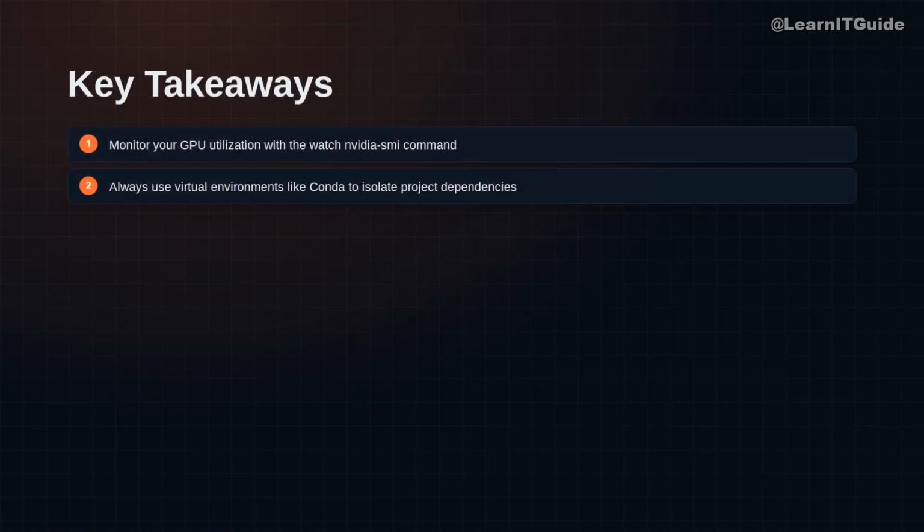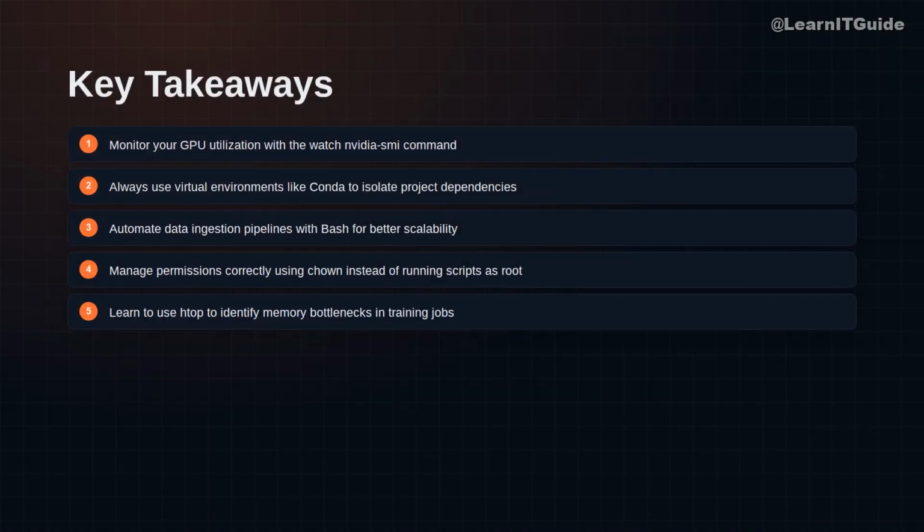You now know how to monitor GPU hardware using the watch command and nvidia-smi. Remember to always isolate your dependencies with Conda to avoid version hell. Use bash scripts to automate your data ingestion, as this is how you scale from 10 files to 10,000.